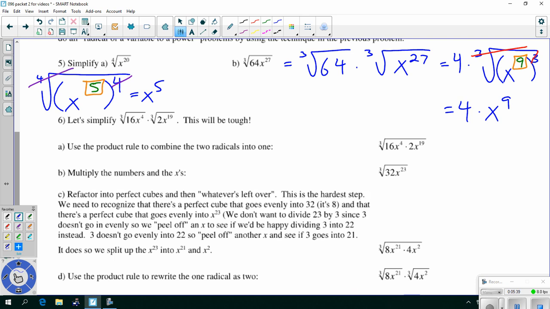Okay, number 6 says, let's simplify this thing. Cube root of 16x to the 4th times the cube root of 2x to the 19th. So this is tough. I think this is one of the toughest problems of the whole semester. So let's push through this thing.